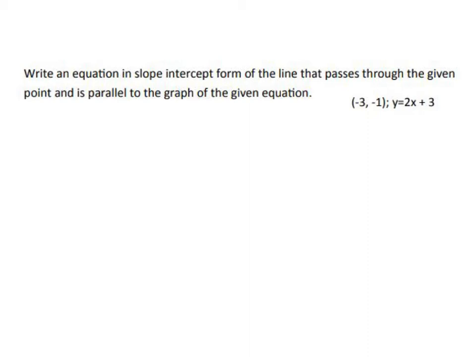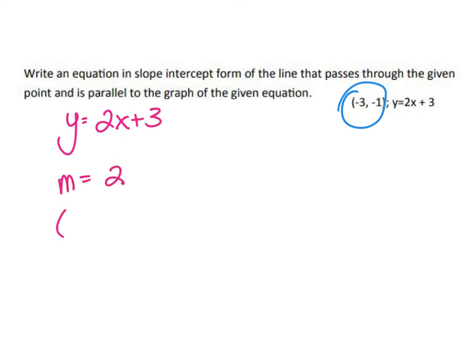Okay, so now here's another situation. In this case, we have a point that the new line must pass through. So we're going to have to do this one a little bit different. So our equation is y equals 2x plus 3. Our slope is 2. The point that we have to use is negative 3, negative 1. So then guess what? We've done this before where we have the m, the x, and the y, and we're going to substitute that in order to find the new b.